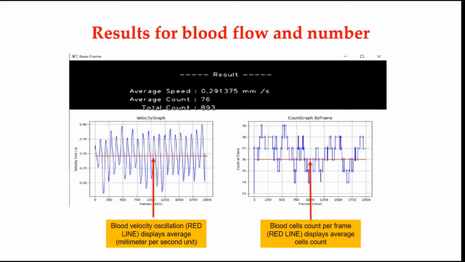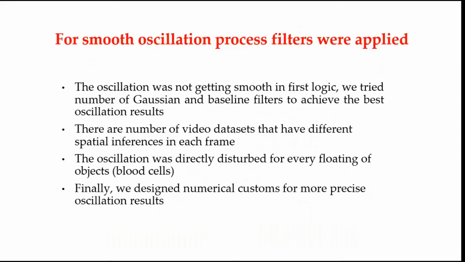So here the counter was defined using OpenCV modules, and you can see the results now. We get the average blood flow speed in millimeters per second, something like 0.29. And then the second is the blood cell count graph. So here you can see values like 76 and 893.